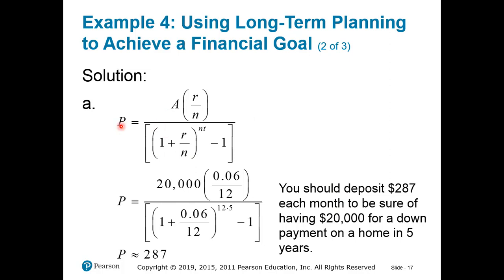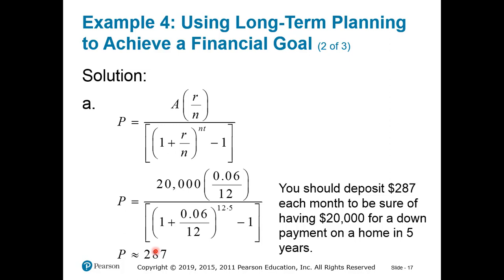So again, all we did was solve the general future value formula for P. And then all you're going to do is plug in the values. So A is 20,000, R is 0.06, N is 12, and T is 5 years. And then you figure out your payment. So all you have to do is put away $287 every month for the next 5 years at a monthly compounding rate of 6%, and you'll have $20,000.